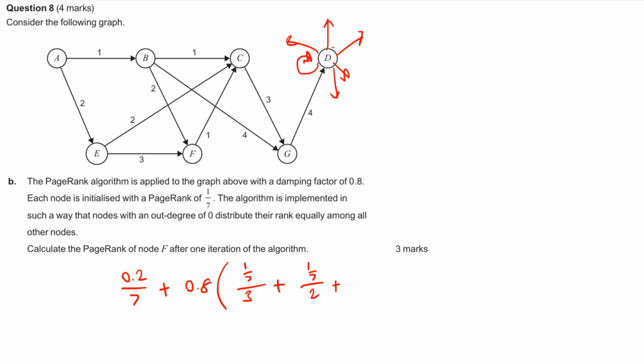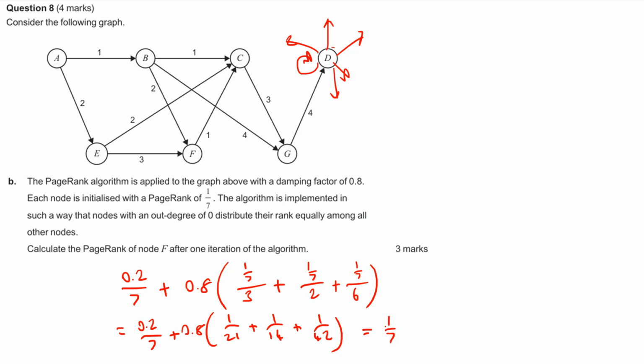And then we've got to consider D. So D is 1 on 7, and D I'm going to treat as having 6 outputs. So we would have 0.2 over 7 plus 0.8, 1 on 21, plus 1 on 14, plus 1 on 42, which gives us 0.142, 1 on 7. If you did it the other way, you would have got 0.1401. So both of those are debatably correct.